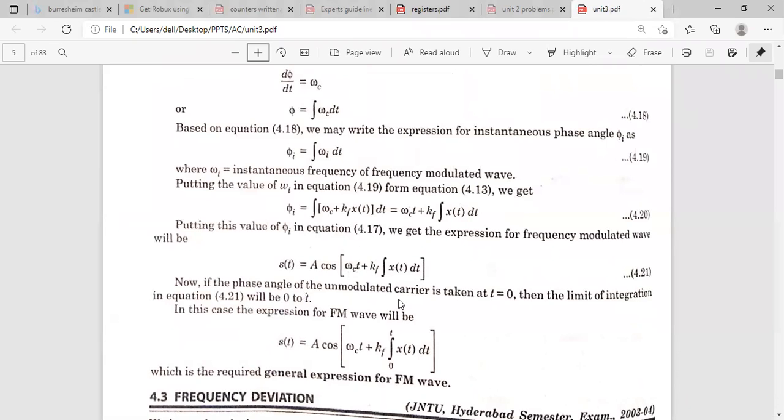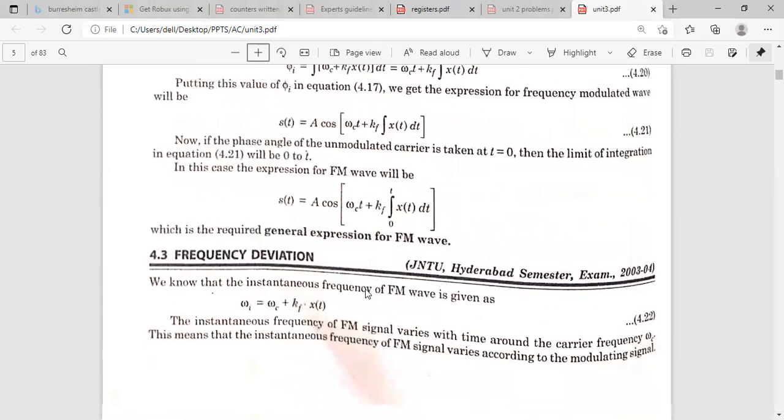And PM lo manaki integration undadu. So PM lo em untundi manaki, a into cos of omega ct plus kp into x of t. Kp into x of t. Okay, so these two are the generalized expressions for the frequency modulated wave and phase modulated wave. So you have to remember these two standard expressions. ఈ రెండిటి యొక్క స్టాండర్డ్ ఎక్స్ప్రెషన్స్ అనేవి మనకి గుర్తుండాలి, PM కి అలానే frequency modulated wave కి.